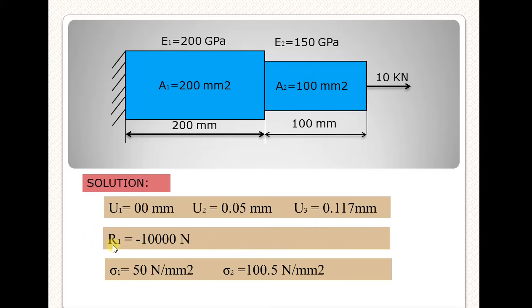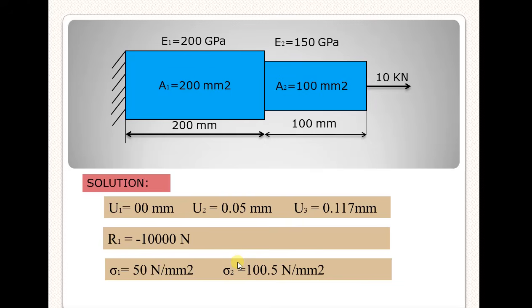The reaction at node number 1, that is at the support, will be minus 1000 Newton. The stresses in the first element we get as 50 Newton per mm square, and in element 2 we will get the stresses as 100.5 Newton per mm square. This is the analytical solution and we need to verify this answer using ANSYS APDL.